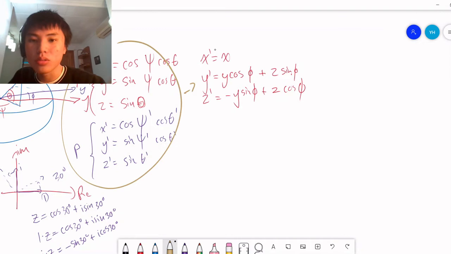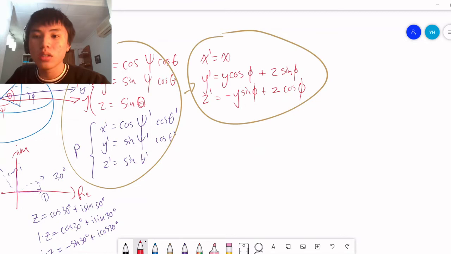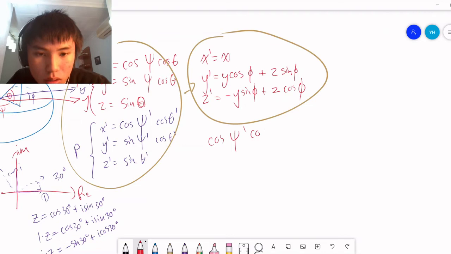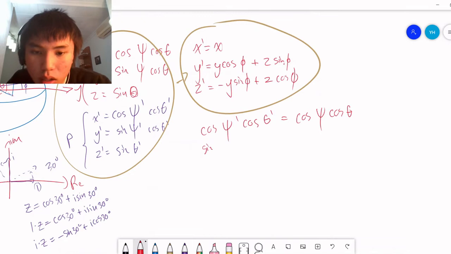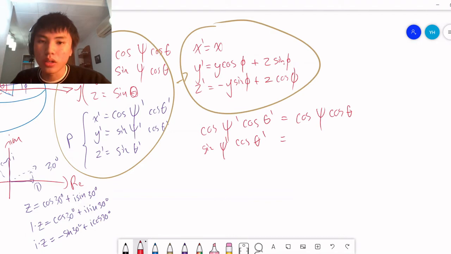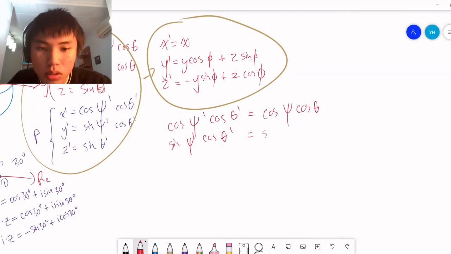You'll see why this helps later. So the first equation, we're going to have cosine psi prime cosine theta prime is equal to cosine psi cosine theta. The second equation is going to be sine psi prime cosine theta prime is equal to y cosine phi, which is going to be equal to sine psi cosine theta cosine phi plus z sine phi, which is going to be equal to sine theta sine phi.